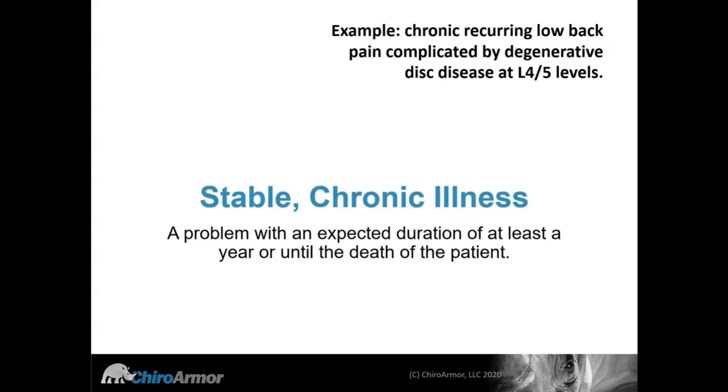And then we have the stable chronic illness, and that's a problem with an expected duration of at least a year, or it could be long-term for the patient. What's an example of that? Well, chronic recurring low back pain complicated by degenerative disc disease. That could be a good example. We know that we have a patient that has chronic recurring issues that flare up at times, requiring treatment at those times. But can we fix the degenerative disc disease at a specific level? And I think we know the answer to that. And so as we move forward with these patients, we know that they have a chronic condition that is stable but may require treatment or maintenance therapy during that time.